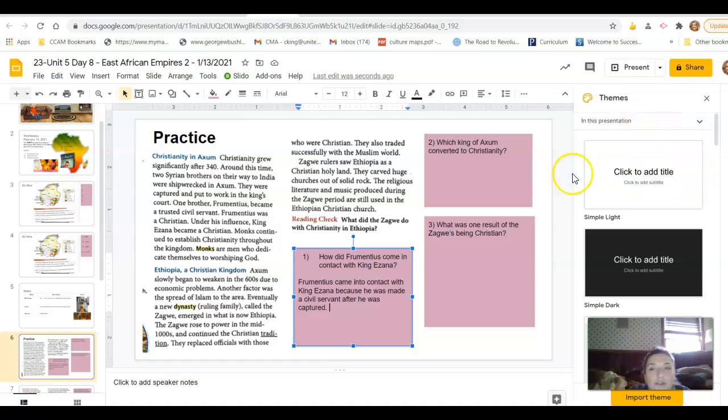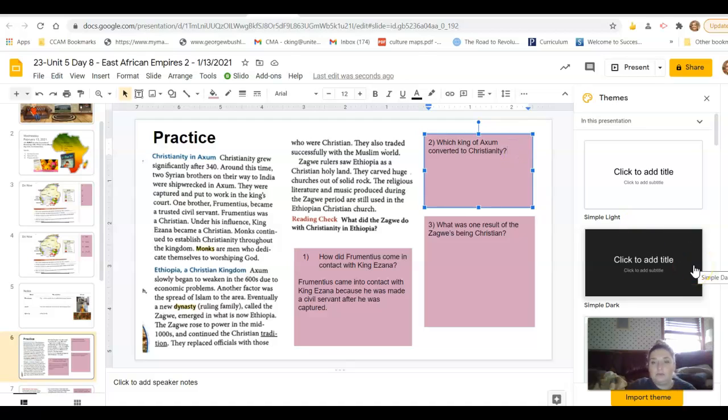And then number two, I see which king of Axum converted to Christianity. Well, it's asking specifically which king. So I'm going to go back into my text and find the word king. Okay, I see that here. And it says, under his influence, King Izana became a Christian. So, King Izana converted to Christianity.